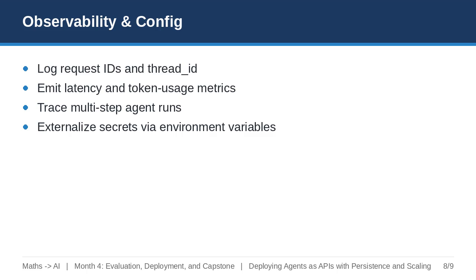Finally, production agents need observability. Log request and thread identifiers, emit latency and token usage metrics, and trace each agent step. Multi-step agent failures are nearly impossible to debug without tracing. Keep all secrets and configuration in environment variables, never hard-coded, so the same image runs across environments.